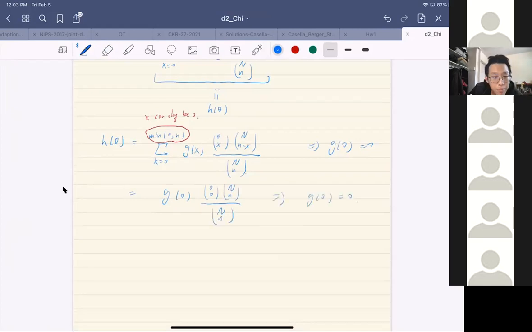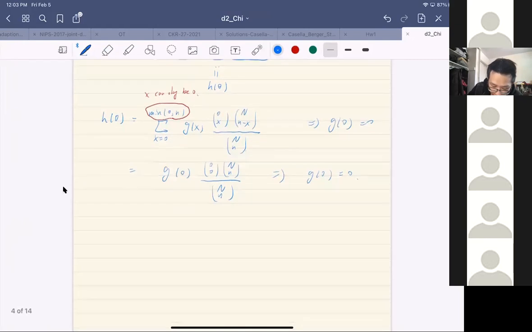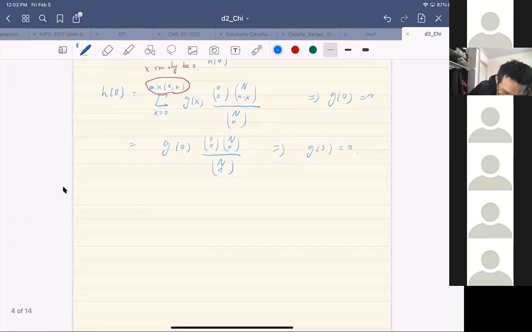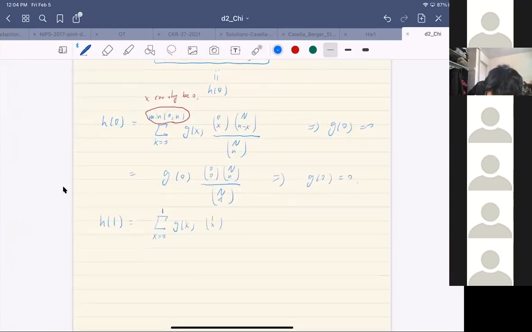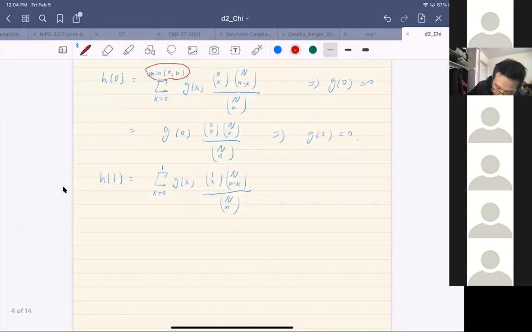Okay. Does that make sense? Yeah, thank you. Then we have to do another. We have to do h1, which is equal to summation x equal to 0 to 1 of g of x, 1 choose x, n choose n minus x. It's because g of 0 is 0, so we only have x equal to 1 we can plug in. And yes, so that can imply g1 is 0.